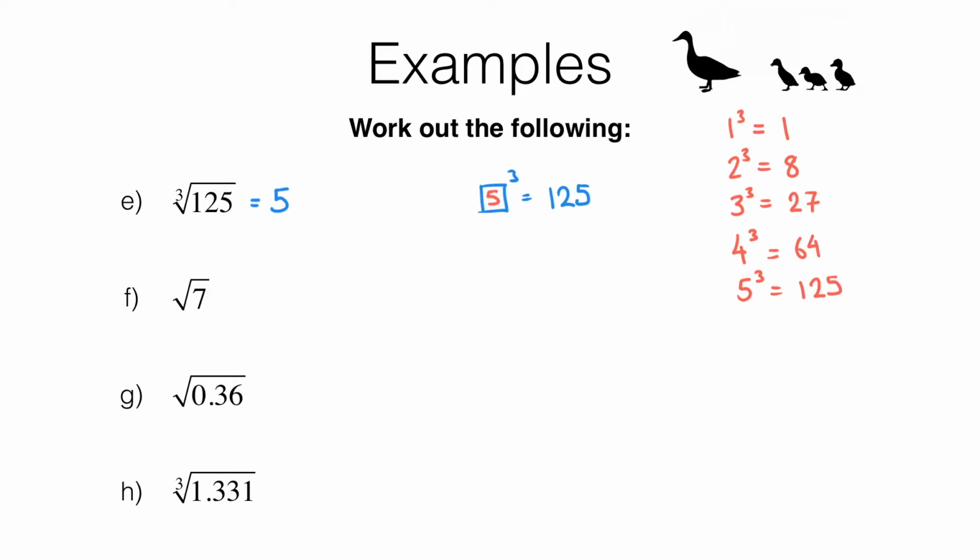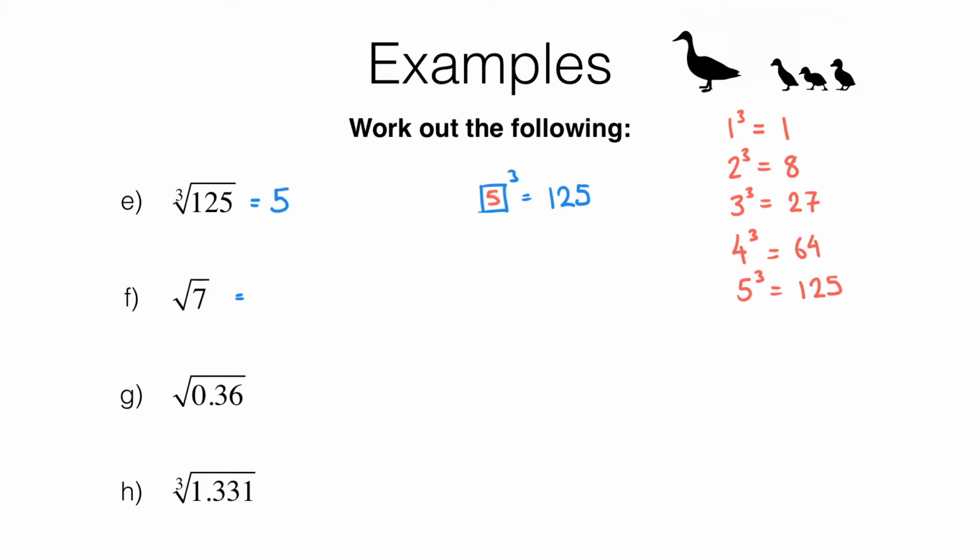In example F, we have to find the square root of 7. You will not be expected to find an accurate answer for this without using a calculator, because 7 is not an exact square number. There is no nice whole number that you can square to get an answer of 7. So for something like this, you would need to use your calculator.